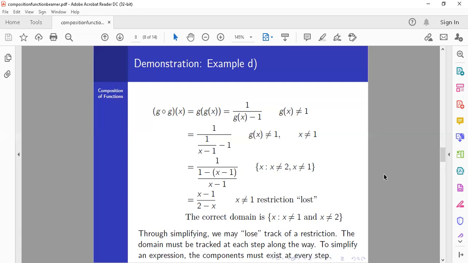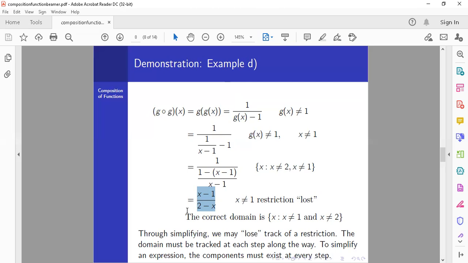So to simplify an expression, the components must exist at every step. So just because I employ the flip rule to simplify this fraction down, I had to use the flip rule to get to this fraction. Now that looks like we might lose the x equal 1 restriction because now it's on the top. But that's not the case. X still can't be 1 because it has to work for every single step in the simplifying.